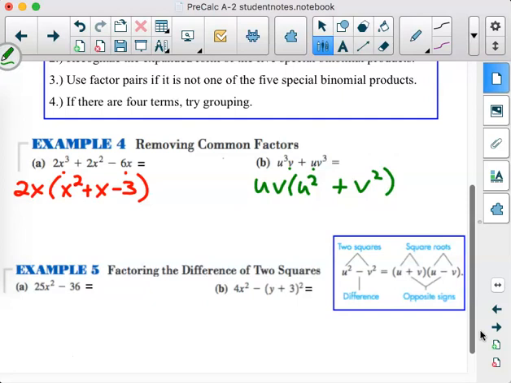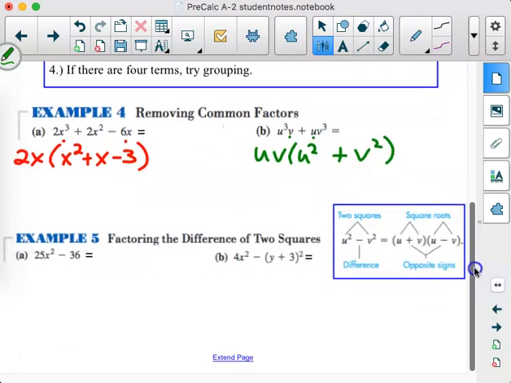Can I keep factoring? And we can't, because this is the sum of 2 squares. There's no such factoring pattern for that, for u squared plus v squared. If it were u squared minus v squared, that would be different. That's the difference of 2 squares. But this one, we're not going to be able to find terms that would give us a u squared in the front and a v squared in the back and add to 0 in the middle. It isn't going to happen.